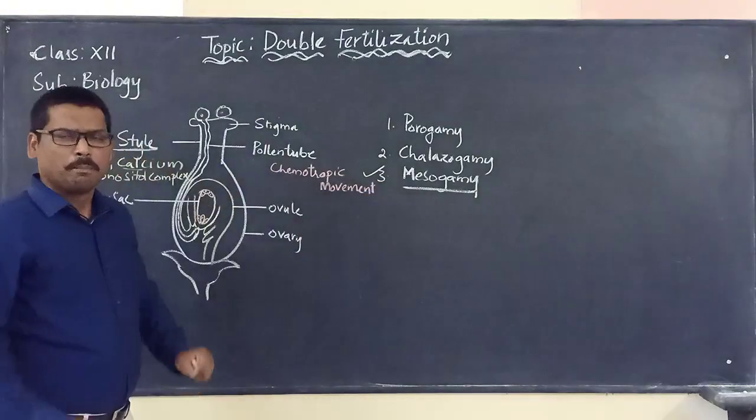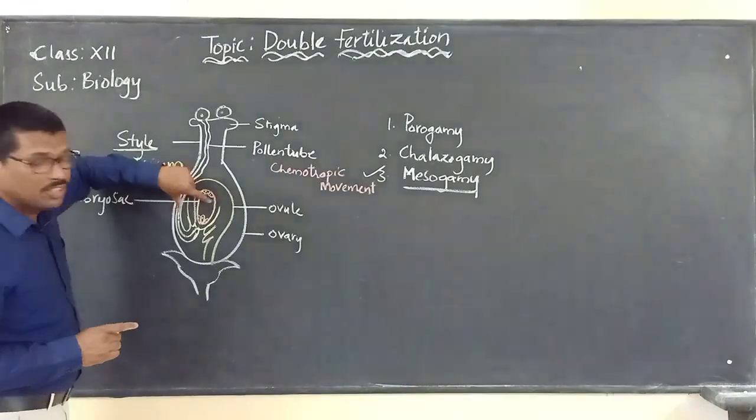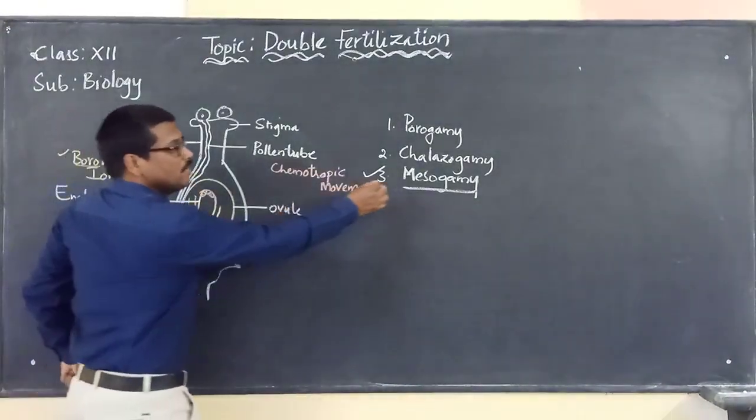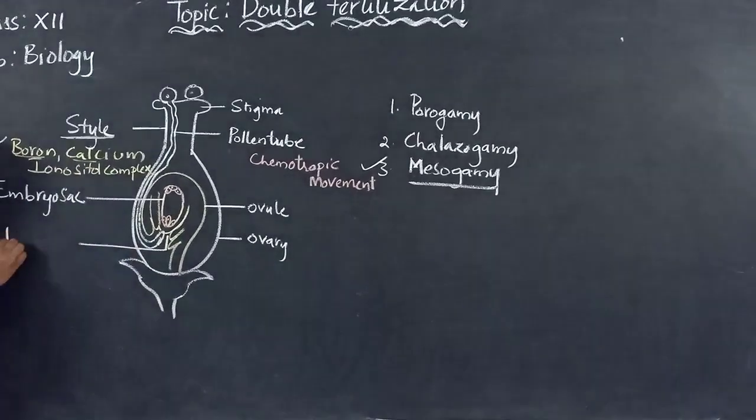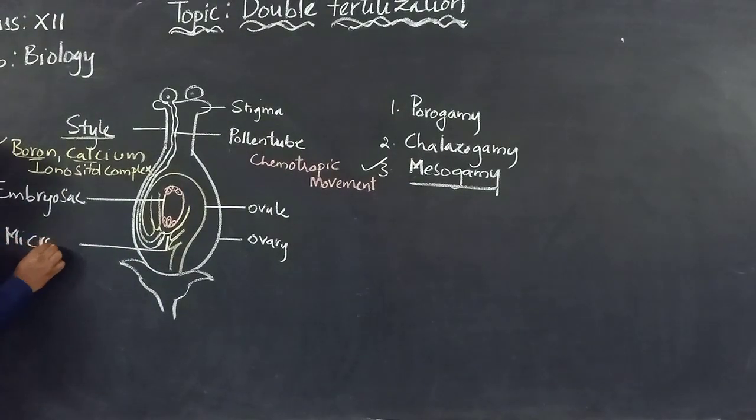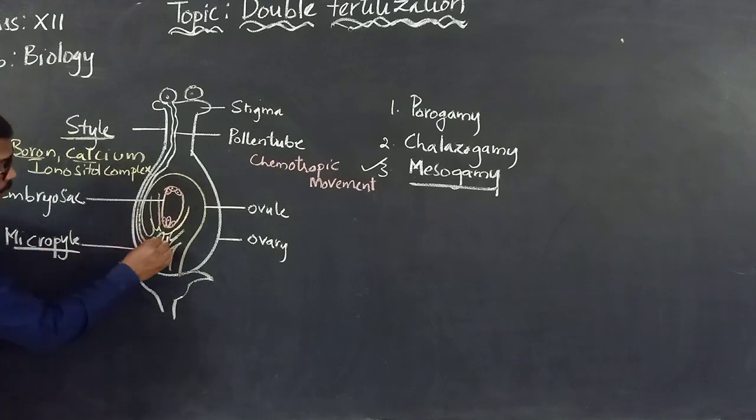Please remember that the most common method through which the pollen tube enters the ovule is mesogamy. It means the ovule has a small opening. What is that opening called? The micropyle. The micropyle is a small opening in the ovule which is not enclosed by the integuments. So through this micropyle, what is now entering? The pollen tube.